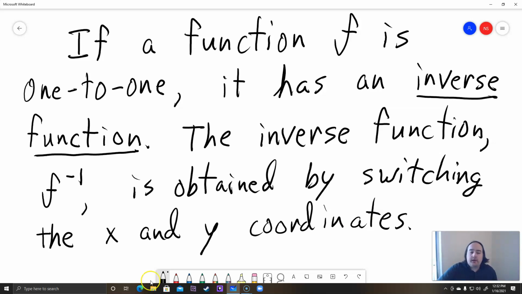Okay, so the inverse function is obtained by switching the x and the y coordinates.